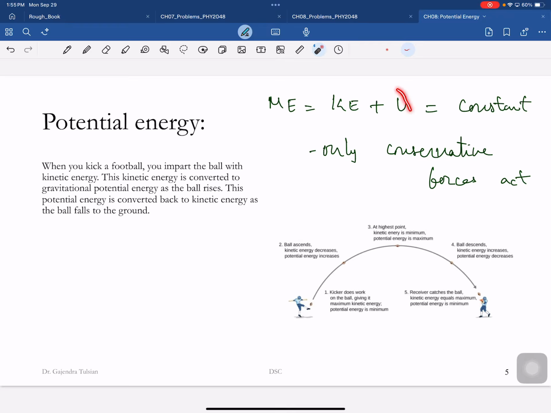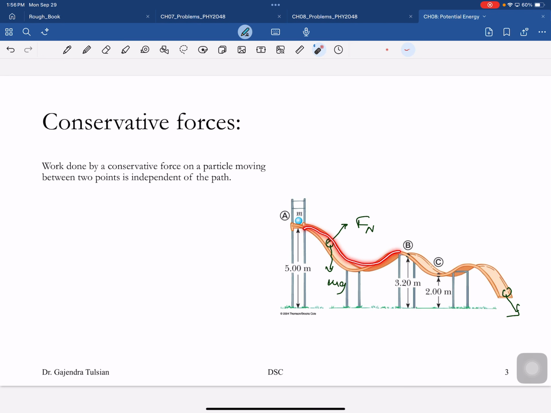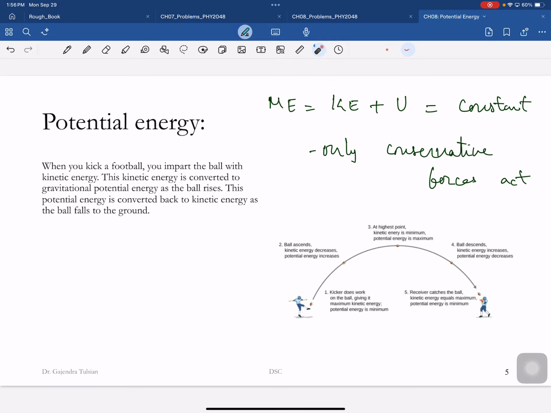So this fact helps you solve problems that you couldn't solve using just Newton's laws. It would be too complicated. For instance, here, if this is a frictionless path, the sum of potential and kinetic energy is constant, and you couldn't find the speed there using Newton's laws. It would be too complicated. But using this fact, you can solve it.